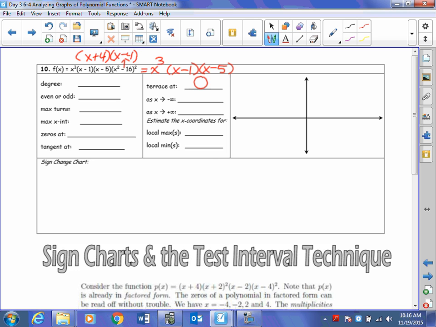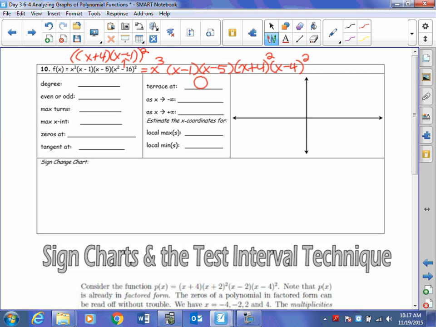But it says it's squared. The whole thing is squared. So then what would that mean? I have an x plus 4 and an x minus 4, but what would each of those factors be? Squared. Because you'd write x plus 4, x minus 4, x plus 4, x minus 4, which would be x plus 4 squared and x minus 4 squared.